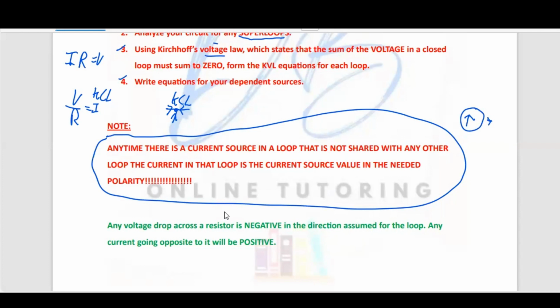And the second thing you need to remember, as normal, any voltage drop across a resistor is negative. I think that is a known value from physics and CSEC, right?